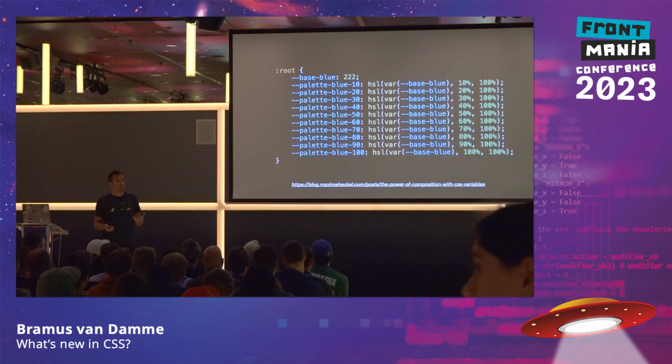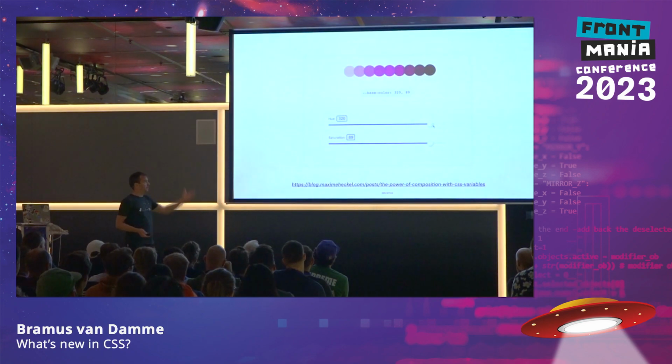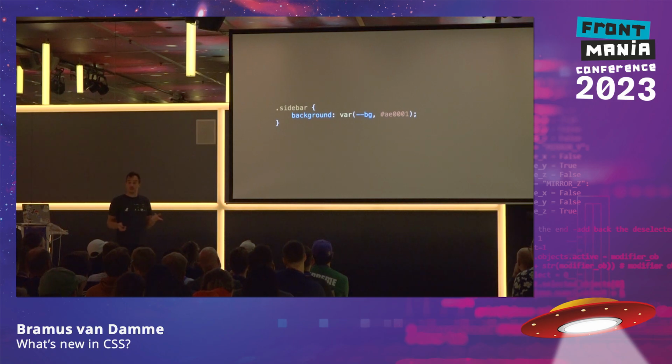You can use a custom property to generate color palettes, for example. You have one base color, and then you calculate all the lighter and darker versions from that. This is it applied. You just change the slider, so the base color value changes, and your color palette changes with that. This is so cool for theming. You set one custom property on a div, make it green, and everything inside of it becomes green.